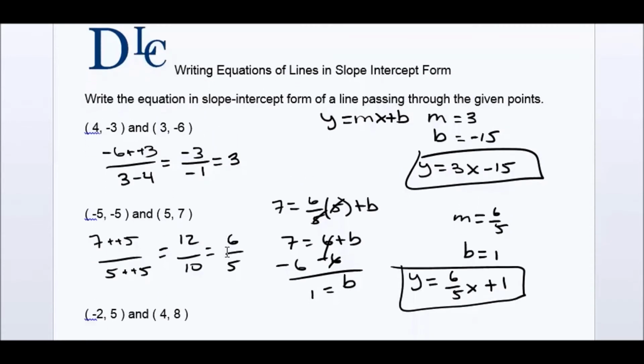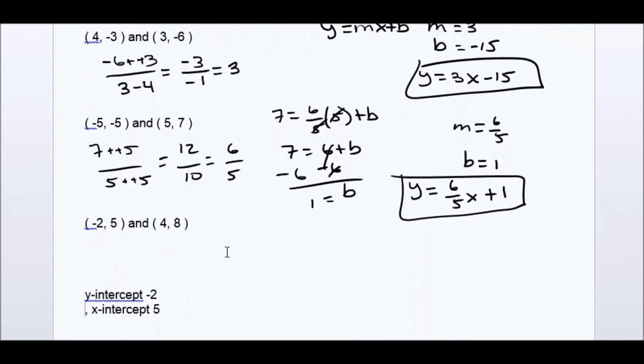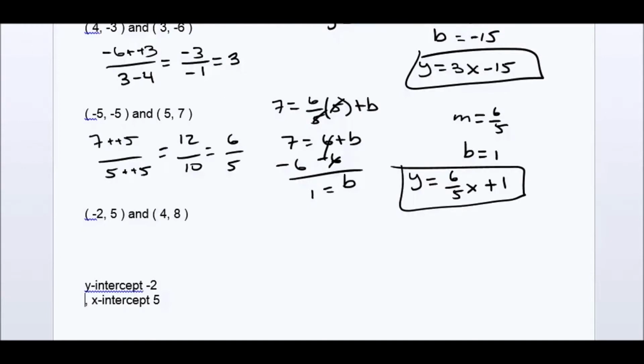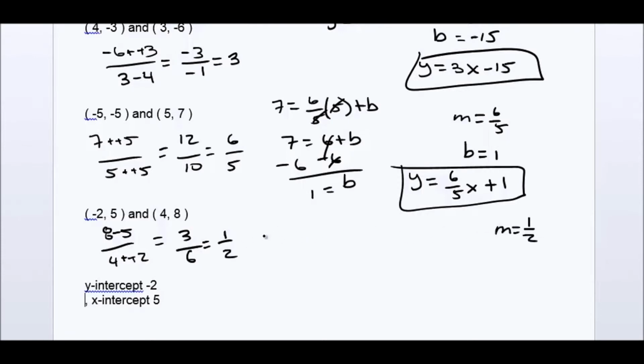Alright. Let's do our next one. One more. Let me get my pen back. So 8 minus 5 over 4 minus a negative 2. 8 minus 5 is 3. 4 minus a negative 2 is 4 plus 2, which is 6. 3 over 6 is 1/2. So our slope is 1 over 2.